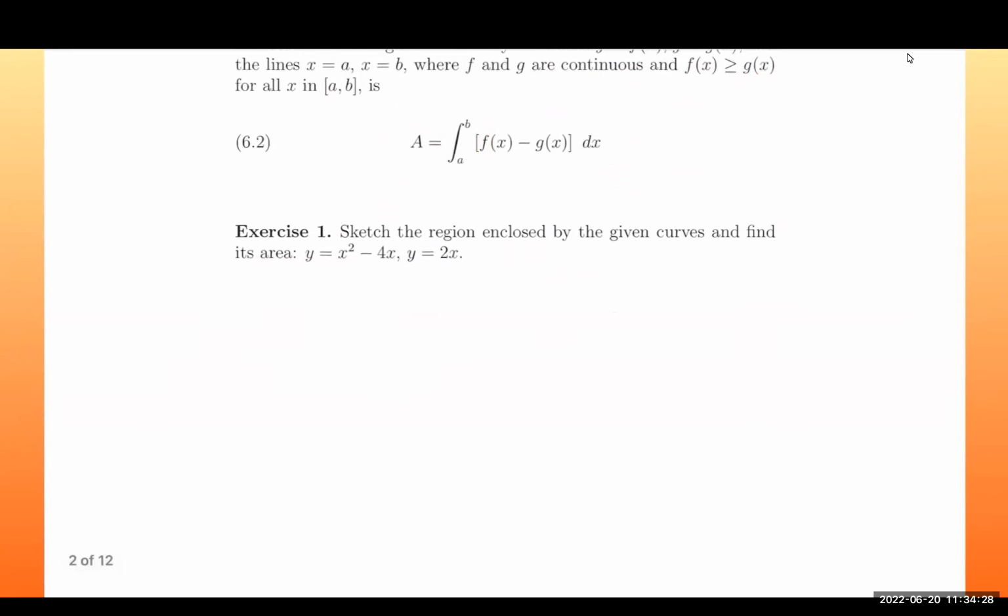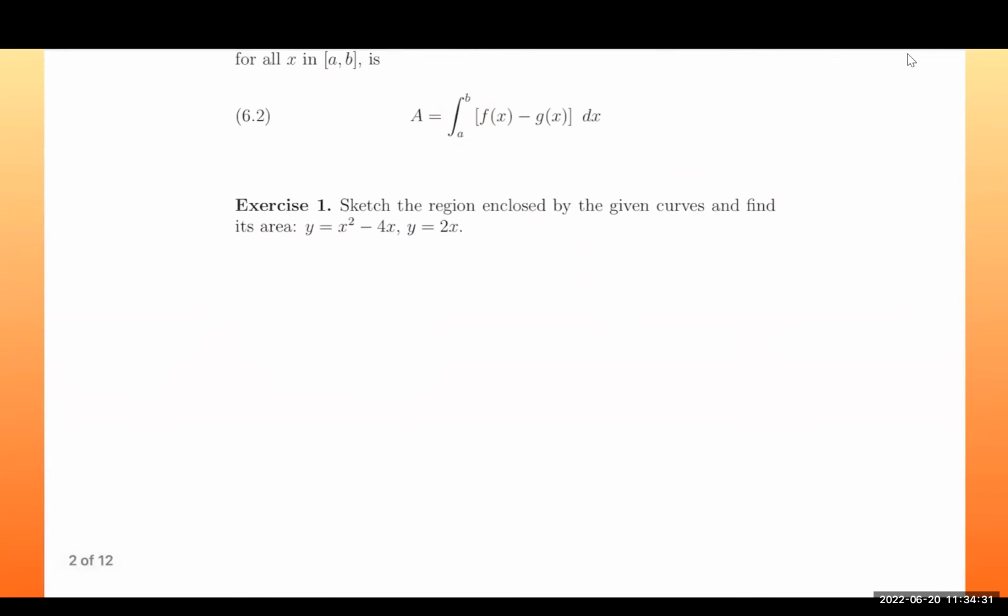So let's take a look at our first example. The first thing you always want to do is sketch the functions. If you sketch these functions, it'll look something like this. It doesn't have to be a perfect graph, just a rough estimate. So let's graph one of these. I'll graph this one first, y equals 2x. That's just going to be a line through the origin with slope 2. And then the other one's going to be a parabola, and it's going to look something like this.